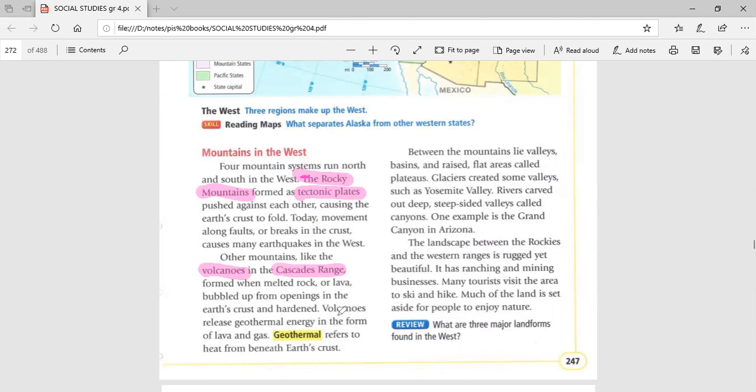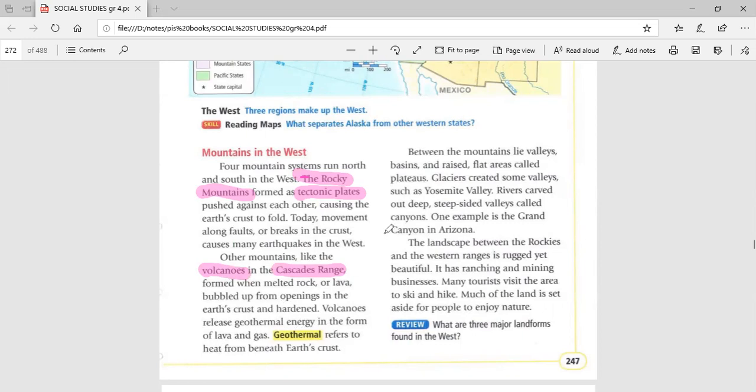Sometimes, guys, the volcanoes release some kind of energy called geothermal energy. What is the meaning of geothermal? Geothermal refers to the word heat. So geothermal means heat.